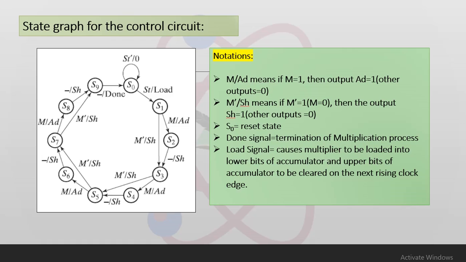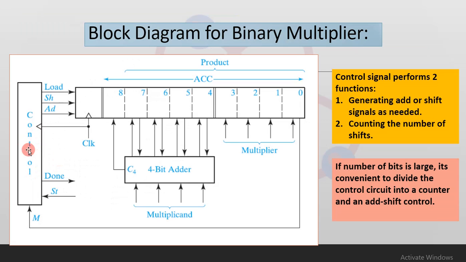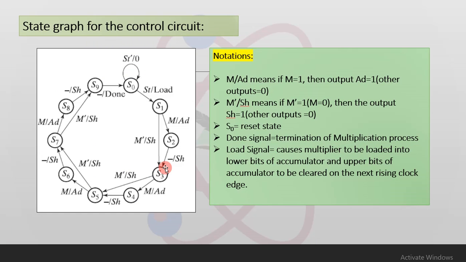So the control circuit that we have seen in the block diagram must be designed to output the proper sequence of addition and shift signals. And in this case there are various notations that are being used. So we have m/ad, which means if m is equal to 1 then you need to output ad equal to 1 and other outputs have to be 0. m'/sh means if m dash is equal to 1, which actually means m equal to 0, then the output shift will be equal to 1 and other outputs will be 0.